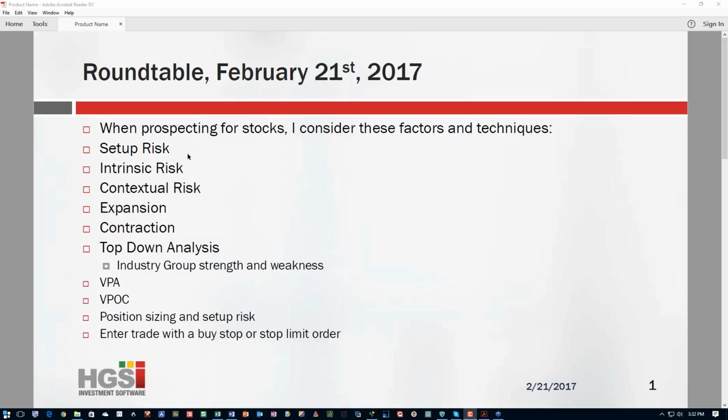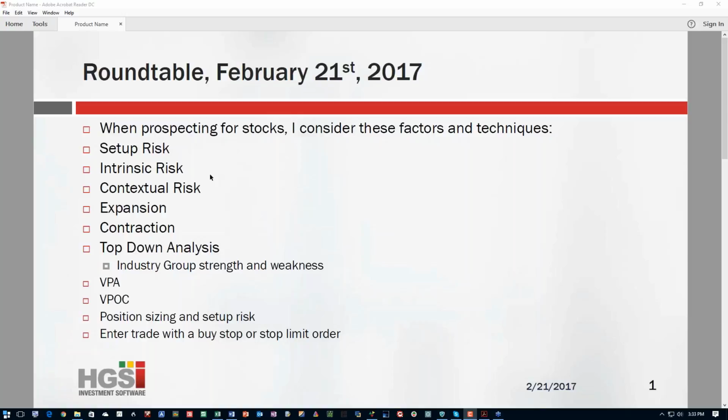I always consider setup risk, and the setup risk is the amount of money that I'm willing to risk on a trade, and it also considers what is known as intrinsic risk, and that is the intrinsic risk in a stock. If you have a really loose chart, for example, I don't even look at those anymore. Well, I do occasionally, and whenever I trade them, I seem to have bad luck just because they're very loose charts, and I should know better. But that is considered intrinsic risk.